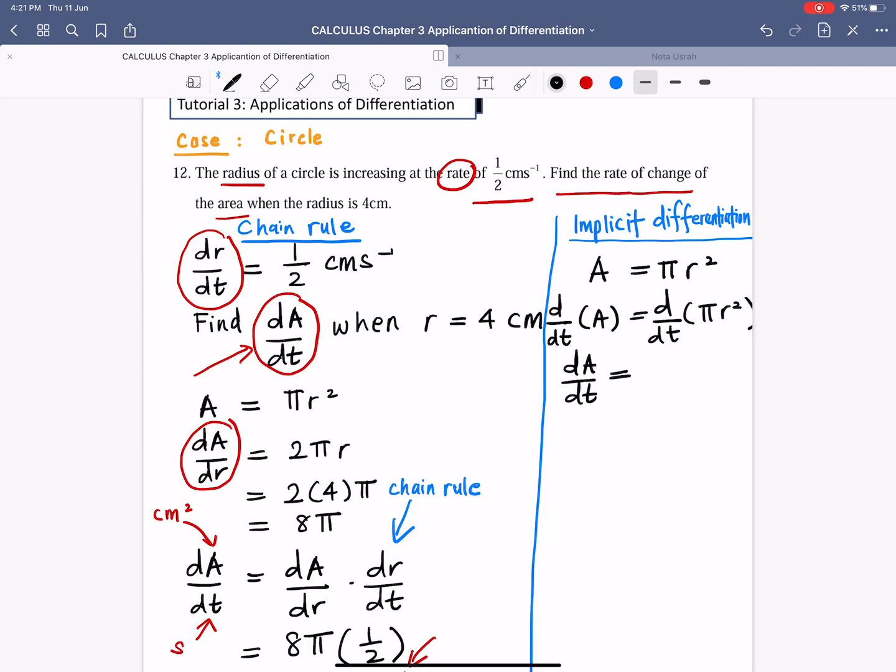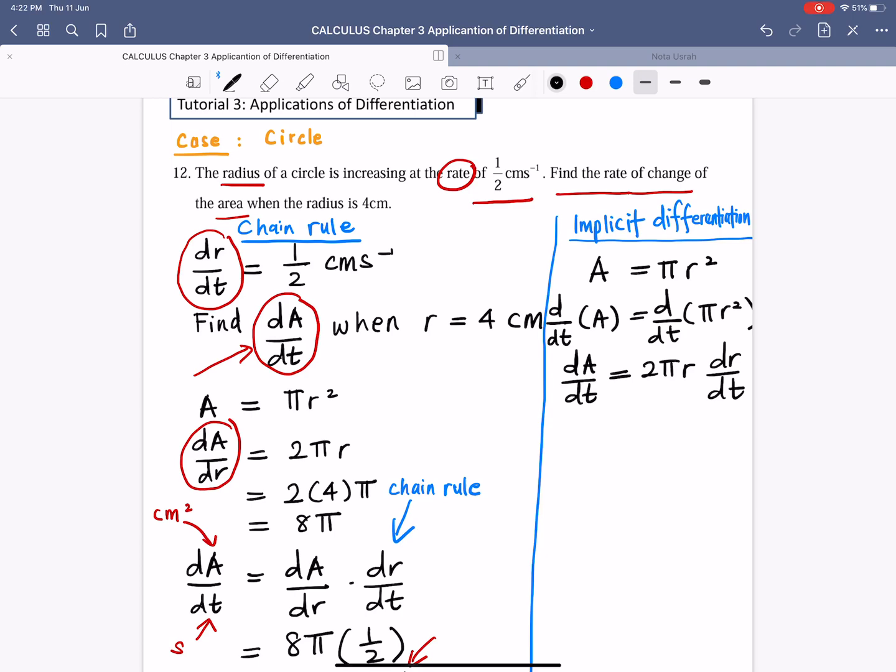And then for the right-hand side, the expression is in terms of r, but you want to differentiate with respect to t. You differentiate the variable r as usual, so you will get 2 pi r. But then because we want to differentiate with respect to t, you will have times dr/dt.